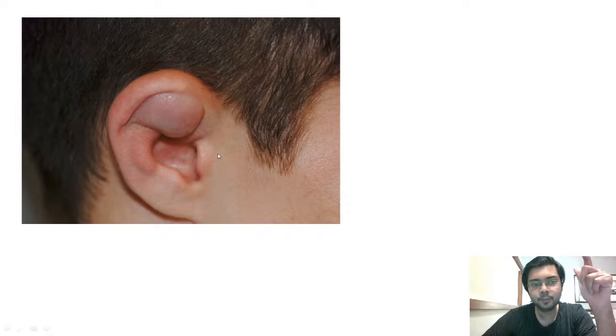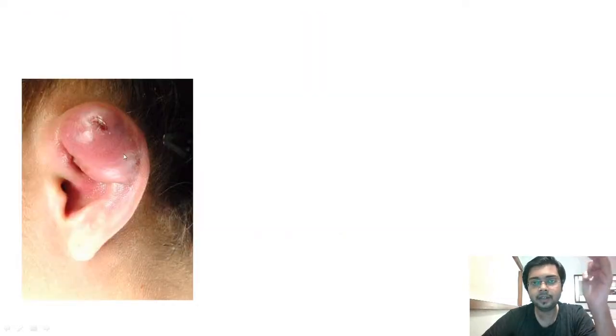Now what is this clinical picture? The clinical picture shows you a hematoma auris or a cauliflower ear. You can also call it a boxer's ear. So what is the cause of it? It can be caused by blunt trauma over the ear, where a blood hematoma forms between the cartilage and the perichondrium.